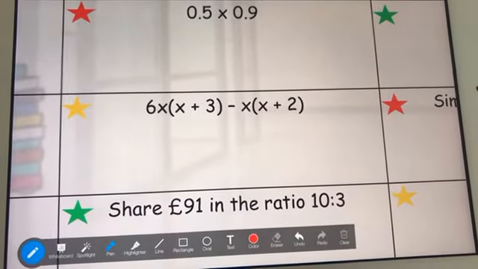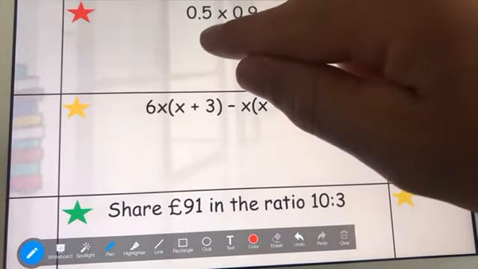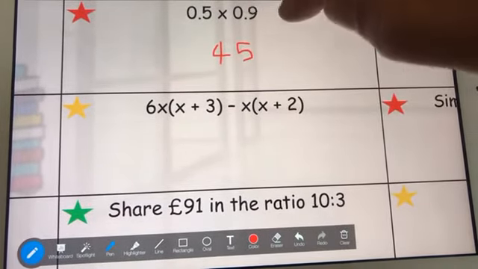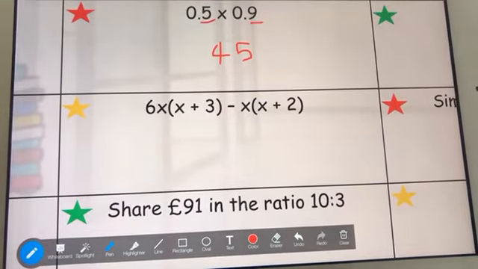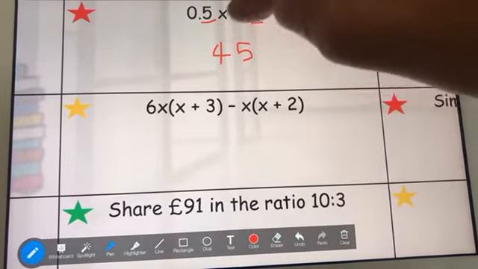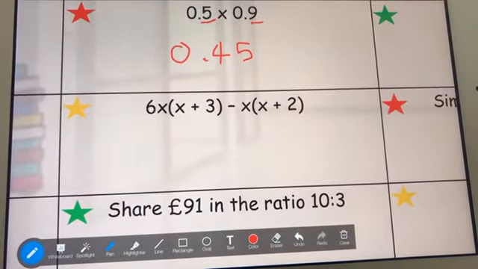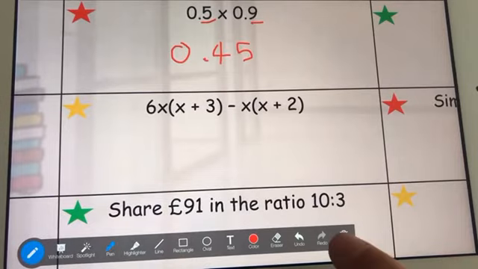0.5 times 0.9. Again, I don't like doing these ones, okay? I don't like doing 0.5 times 0.9 because I'm not smart enough to do it. So what I'll do is I'll do 5 times 9 in my head, which gives me 45. And then I'm going to count back 2 spaces because there's 2 numbers after the decimal point in the question. So I count back 1, 2, put a decimal point back in my answer. Remember, there's got to be a 0 before the decimal point. So my answer is 0.45.